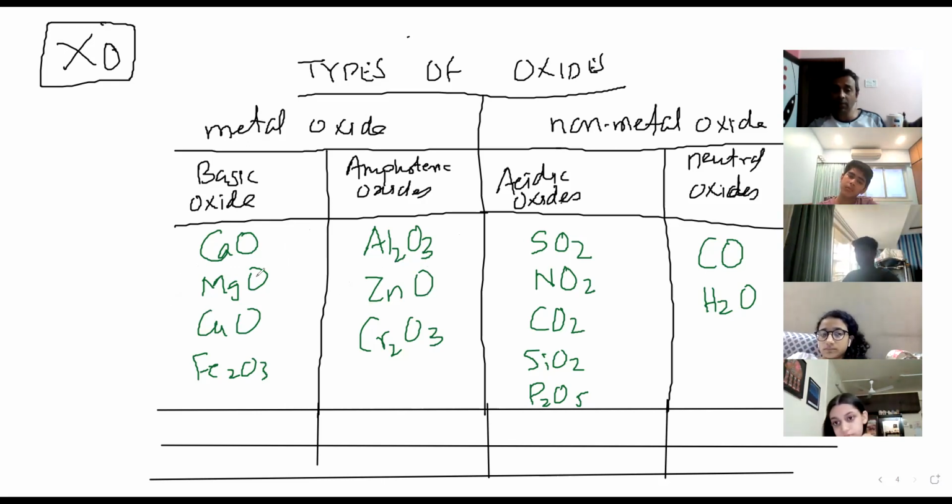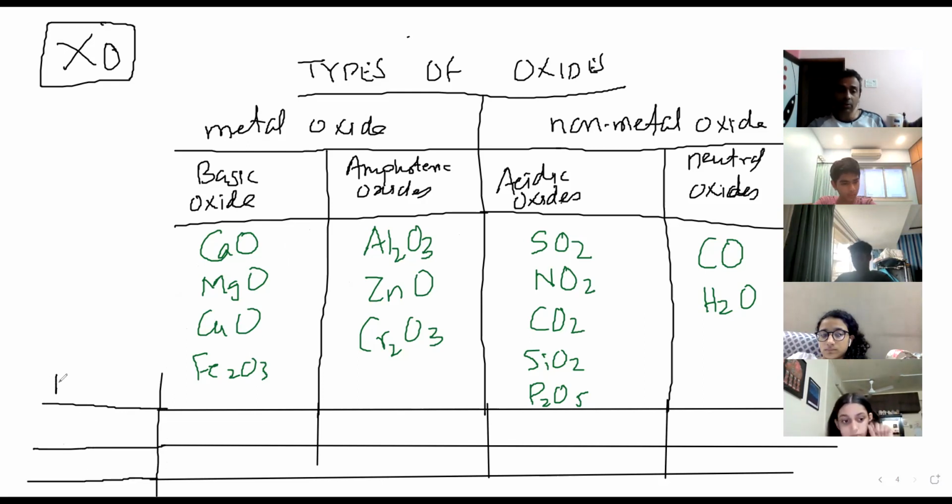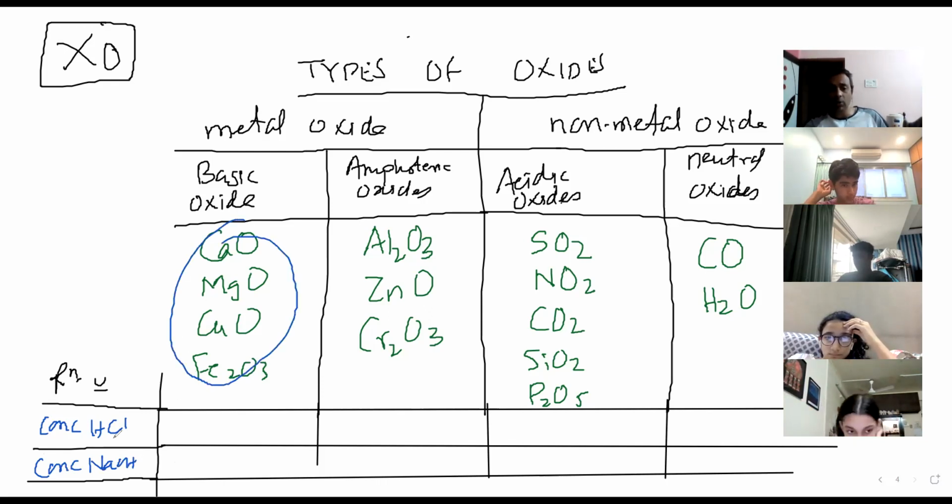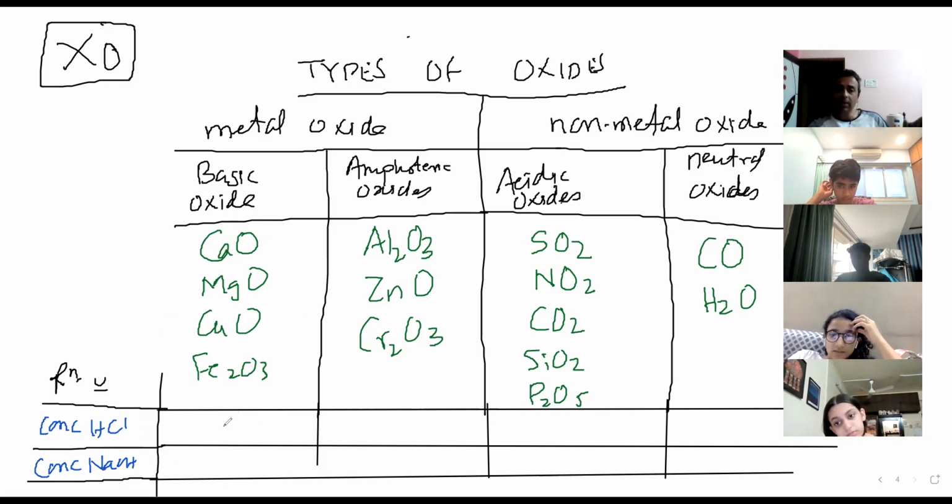So if I react both of them with acid and a base, they will show me different behavior. If I react them with acid, let's say concentrated HCl, and I also react them with concentrated NaOH, which is a base, these basic oxides, which will they react with out of the two? They will react with HCl because they are basic.